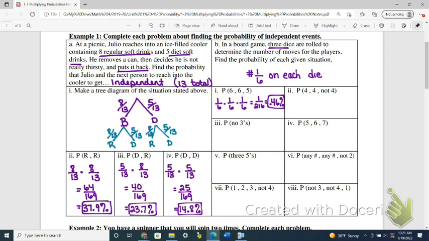So the probability of getting a 4, that can only happen one way. Another 4, one way, and not 4. So that means it could be a 1, 2, 3, 5, and 6. So there are 5 possibilities for that. So when I multiply straight across, I get 5 out of 216, which is 2.3%.